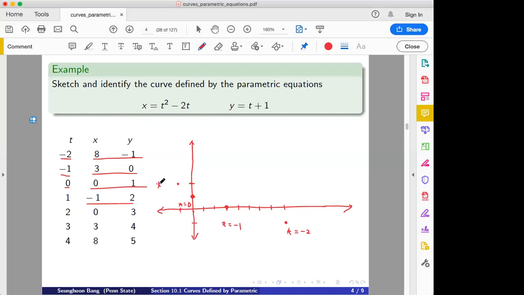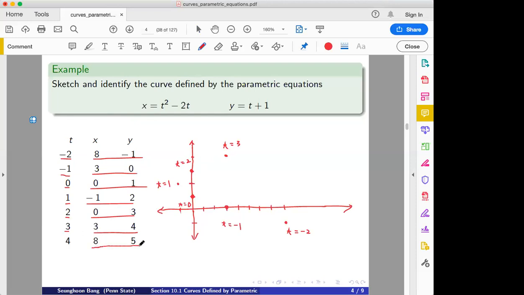So t equals 1. The next point is (0, 3). Here, this point, the t value equals 2. Next, (3, 4). 1, 2, 3. The 4 is here. This one, (3, 4), t equals 3. Right? t equals 3 here.